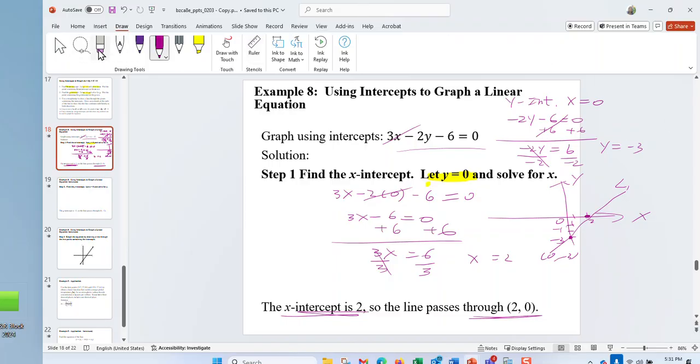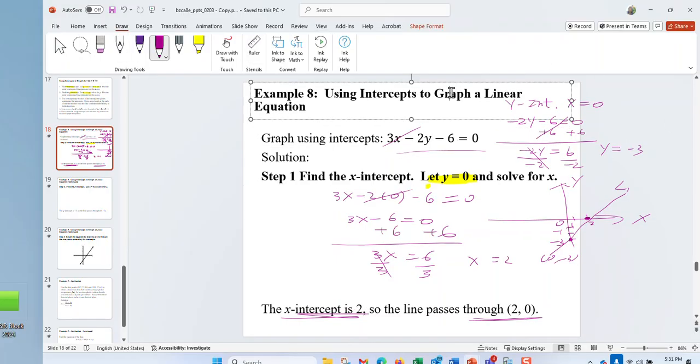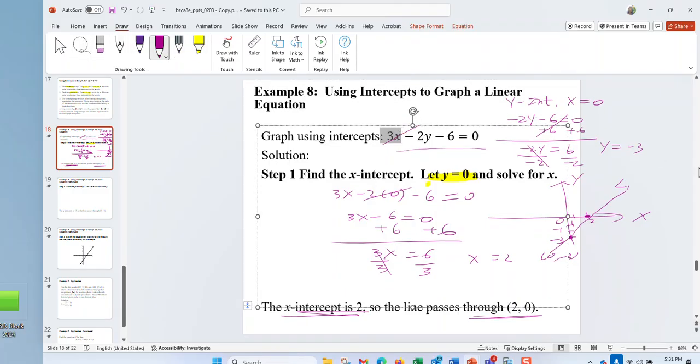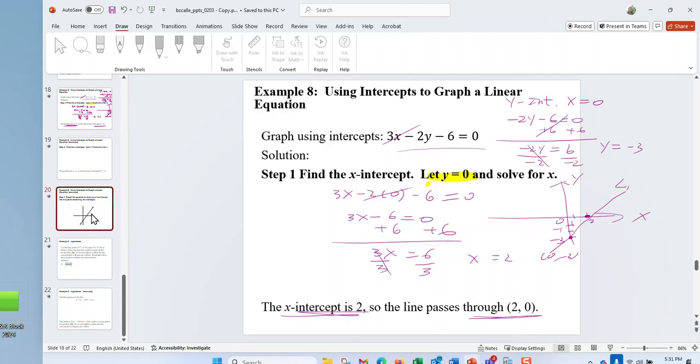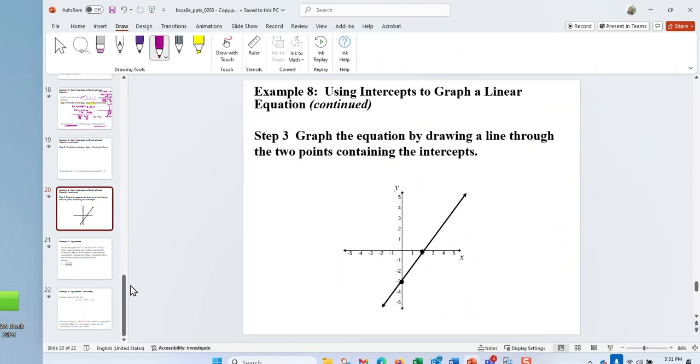Alright, so that's how you find the x and y intercepts, and then just use these 2 points to graph. Okay. Alright, so that's the graphing here.